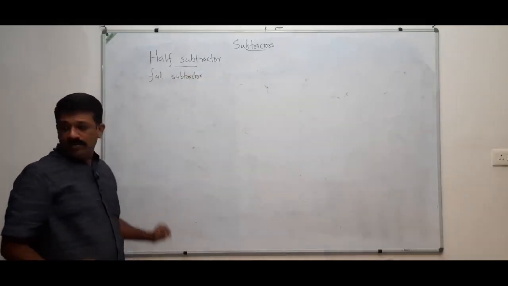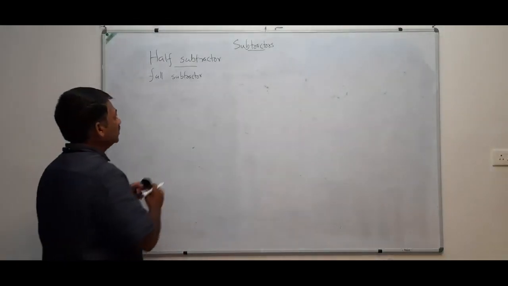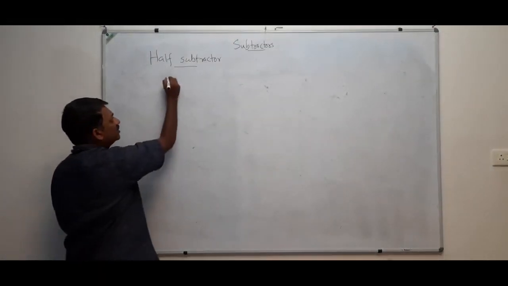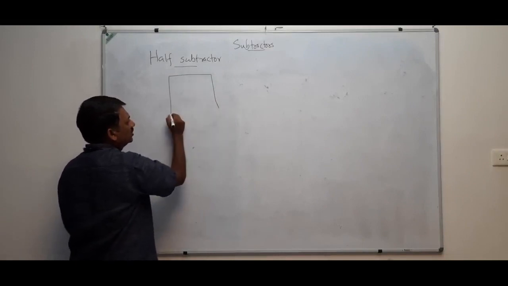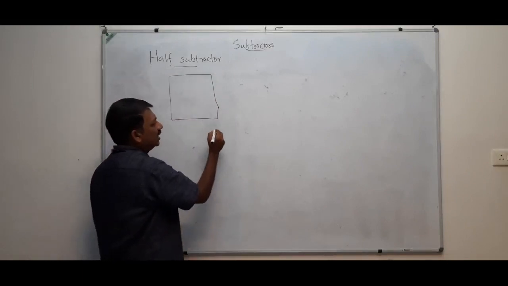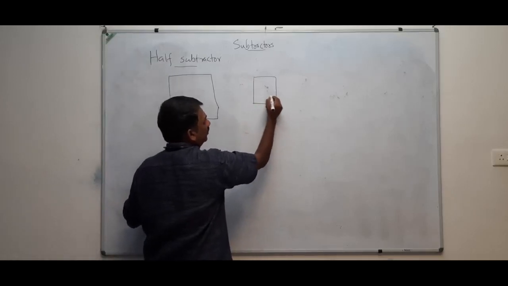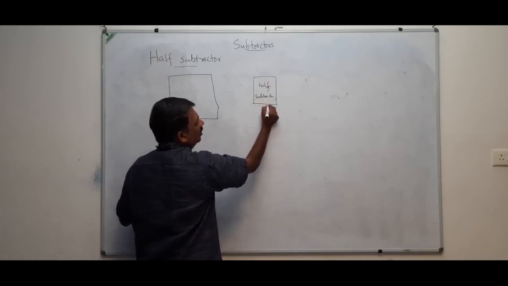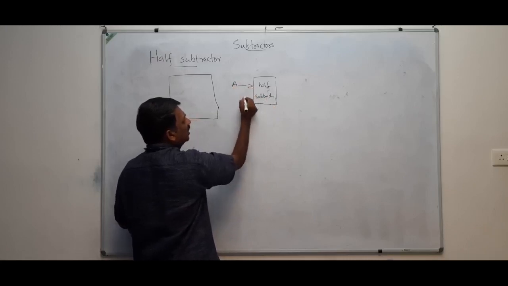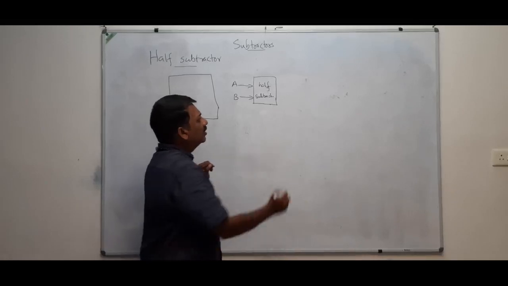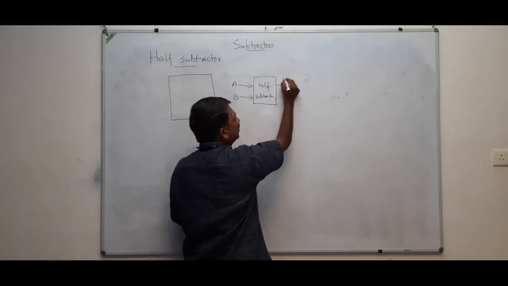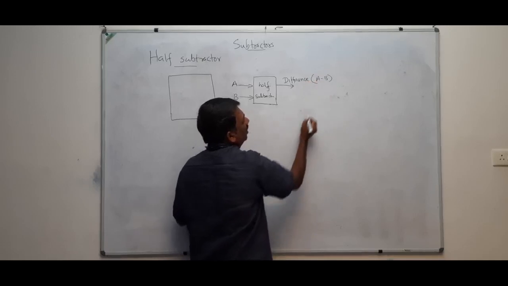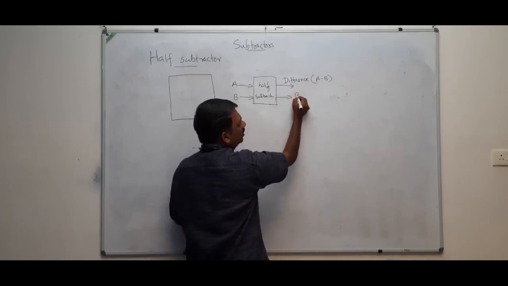And now we are going to discuss the half subtractor. Here you have two inputs A and B, and the output is the difference, that is A minus B, and if you have any borrow, that is called borrow.